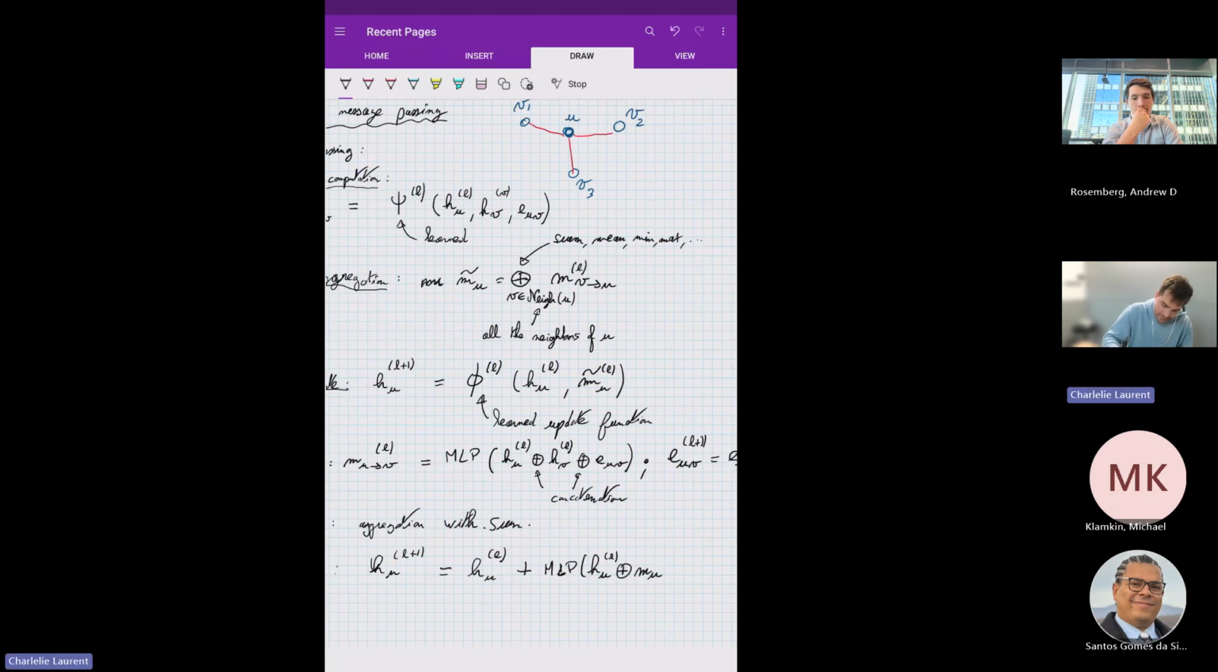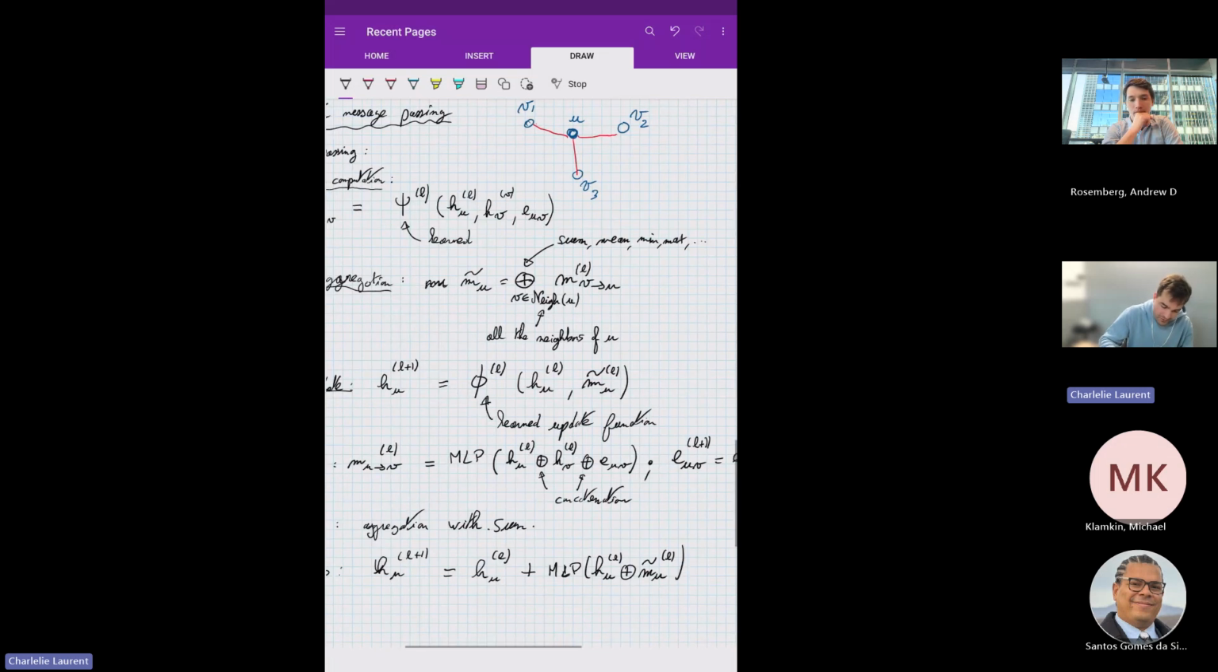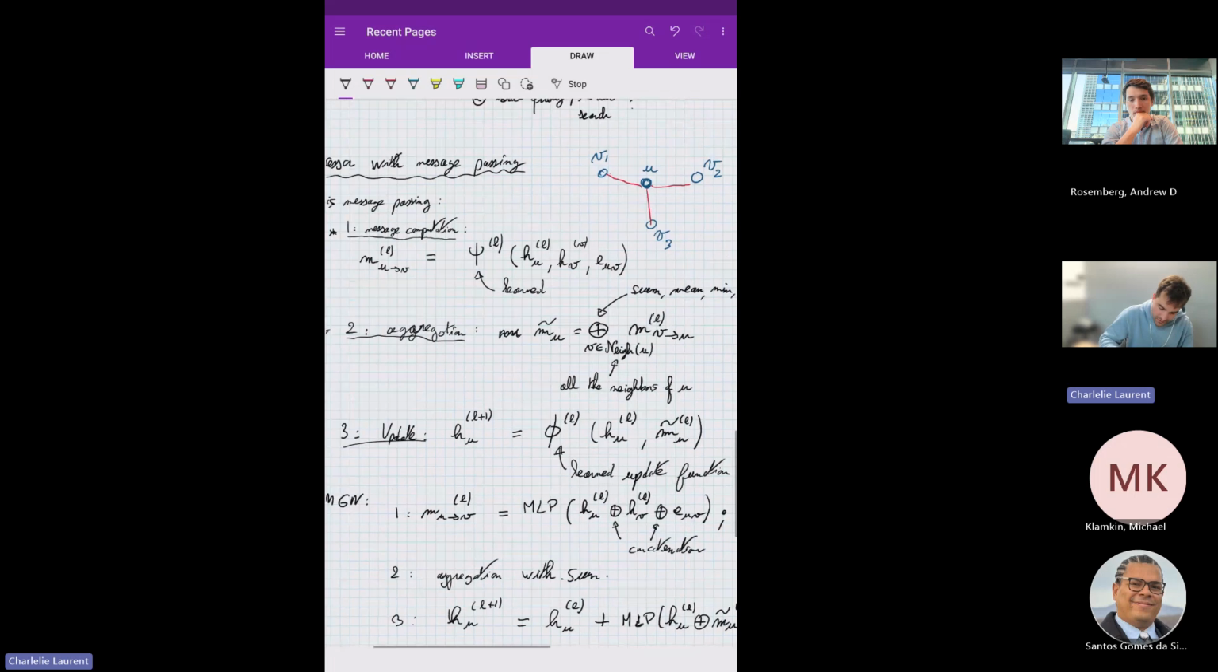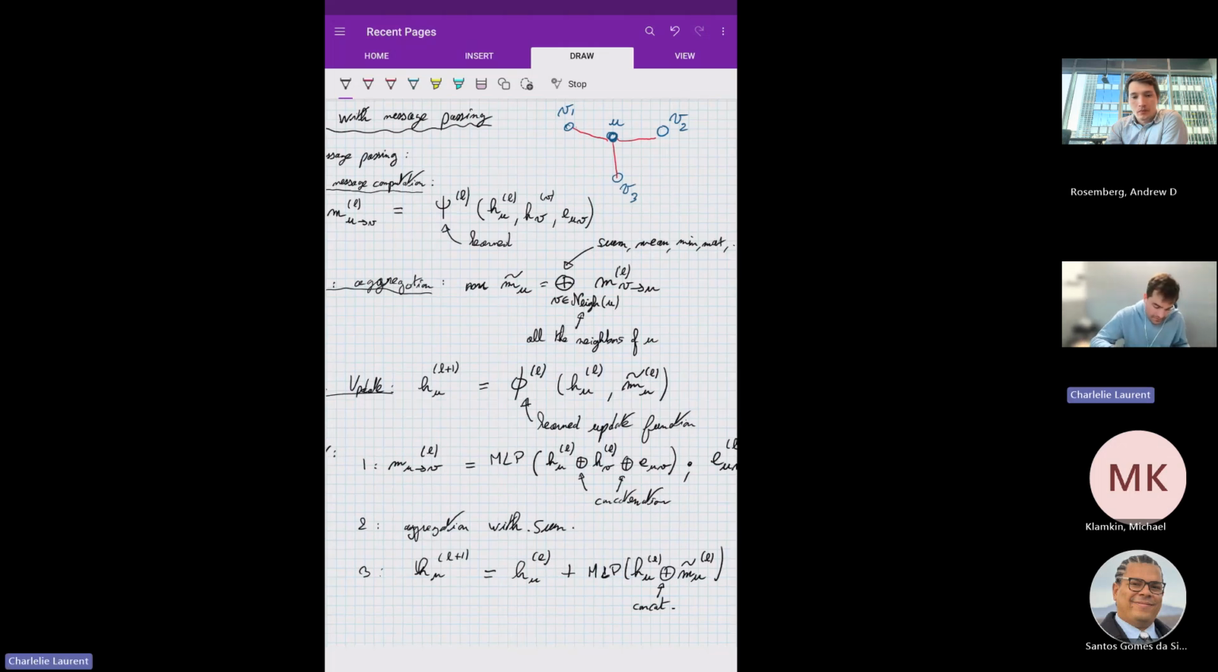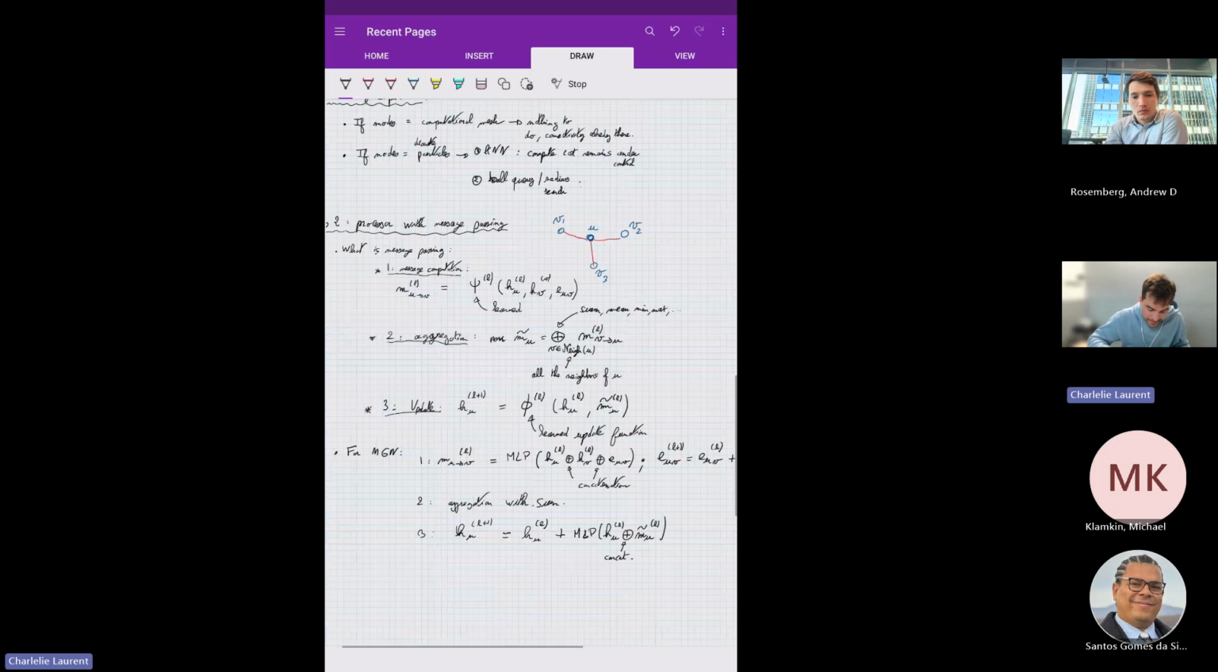And you take the aggregated message and you add it to this one. So it's a specific case of the update I wrote above again, but with an MLP for the learned update function and concatenation, basically a mechanism to put all the node features together. So yeah, that's what MeshGraphNet is basically.